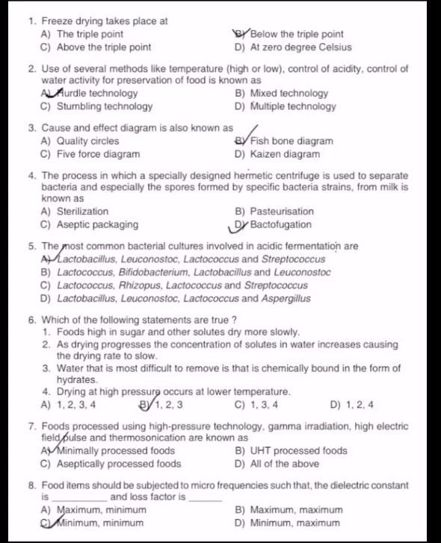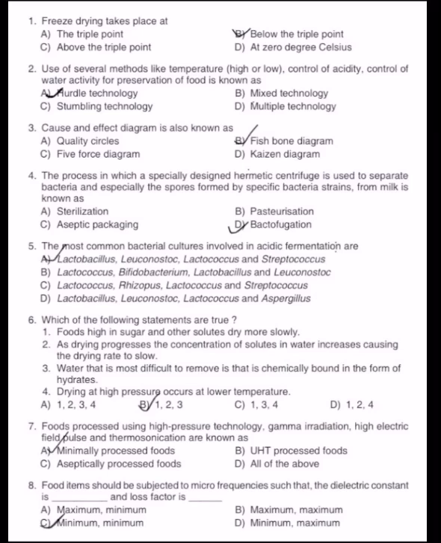The process in which a specially designed hermetic centrifuge is used to separate bacteria and especially the spores formed by specific bacteria strains from milk is known as bacterifugation. The most common bacteria cultures involved in acidic fermentation are Lactobacillus, Leuconostoc, Lactococcus and Streptococcus. Option A. Which of the following statements are true? Correct answer option B, 1, 2 and 3.